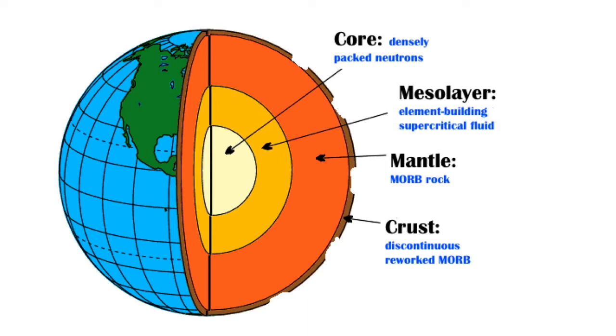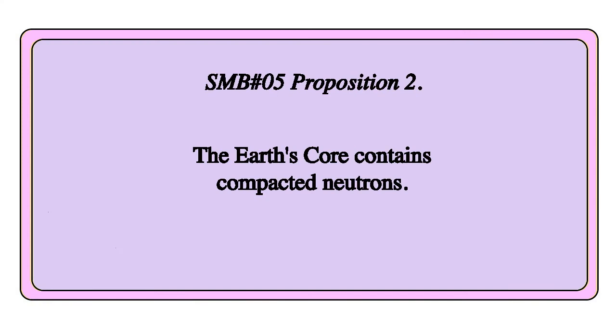First, we'll look at the core. In older pictures of the Earth, this has been envisaged as a ball of molten iron, as a ball of uranium, and all sorts of other things. In the new model, the core contains compacted neutrons. This proposition follows from the earlier one, that large bodies aggregating in space have a neutron core.